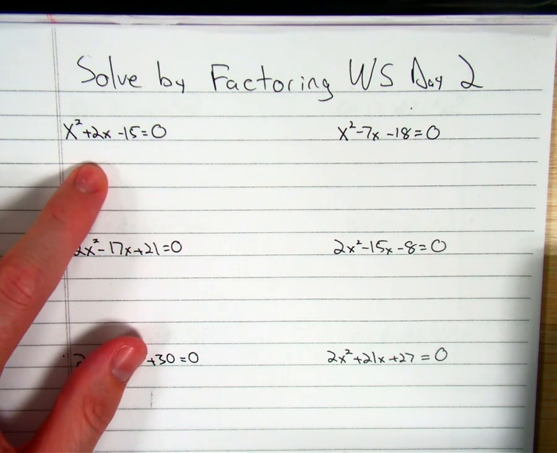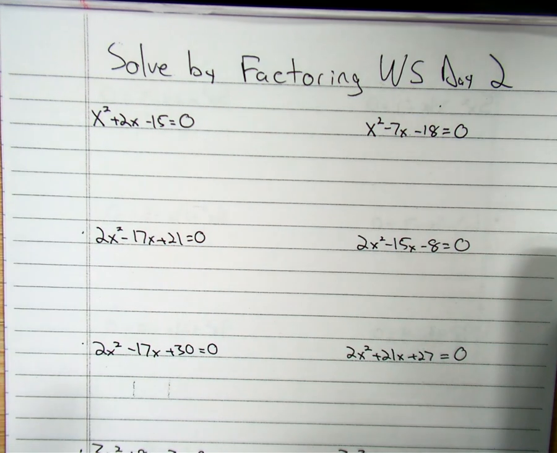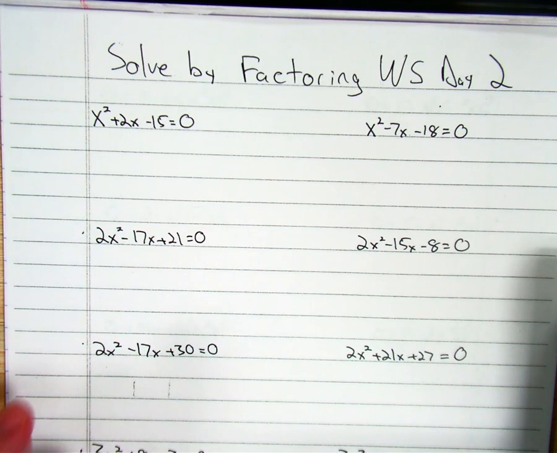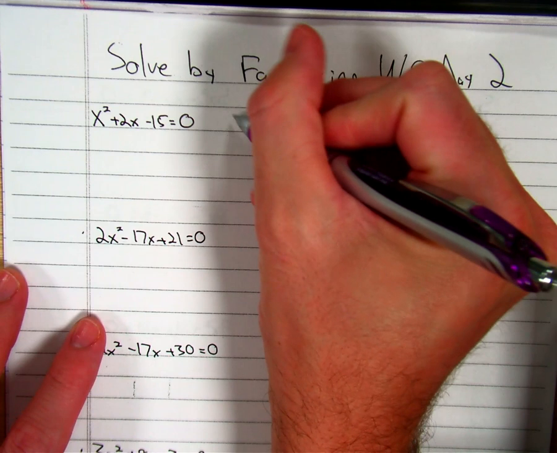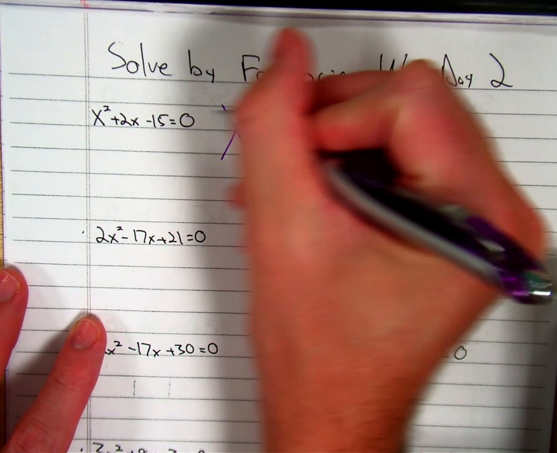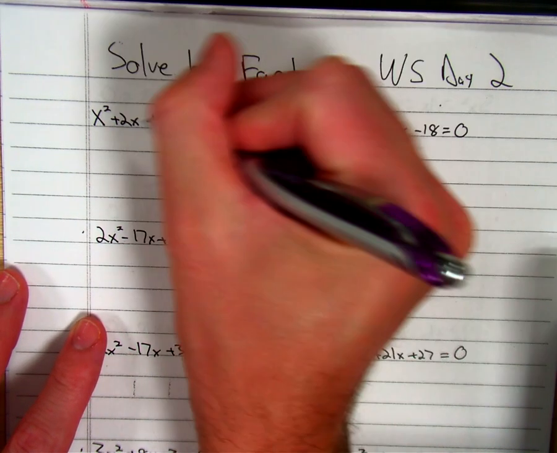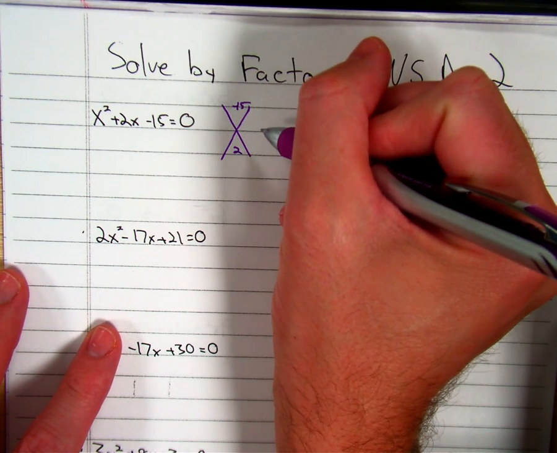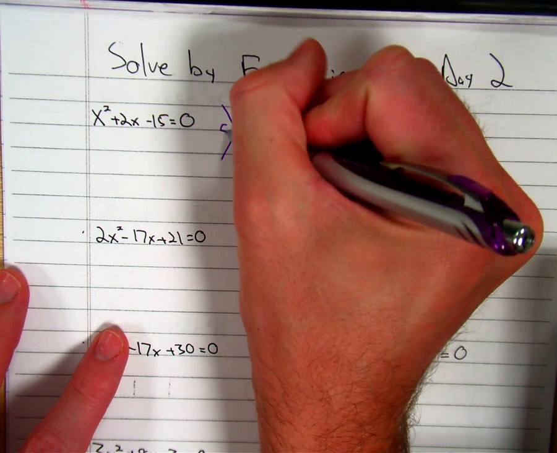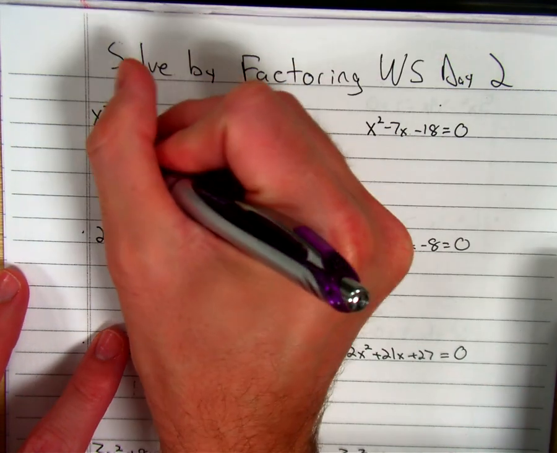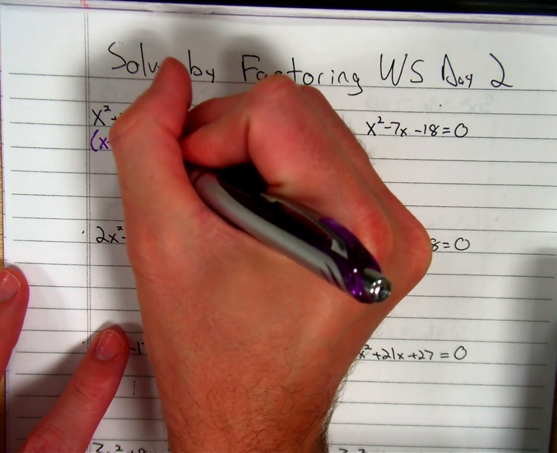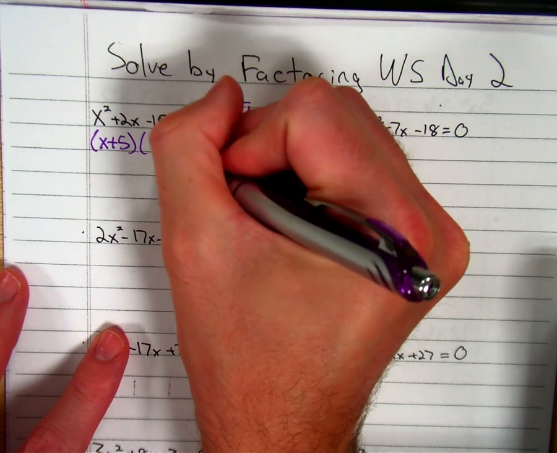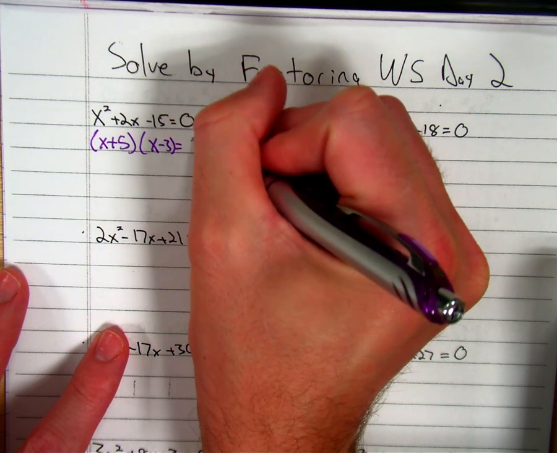Alright, hopefully the first one isn't too bad here. This is hopefully easy. Think about what's going to multiply to negative 15 and add to positive 2. We should be looking at 5 and negative 3, x plus 5, x minus 3.